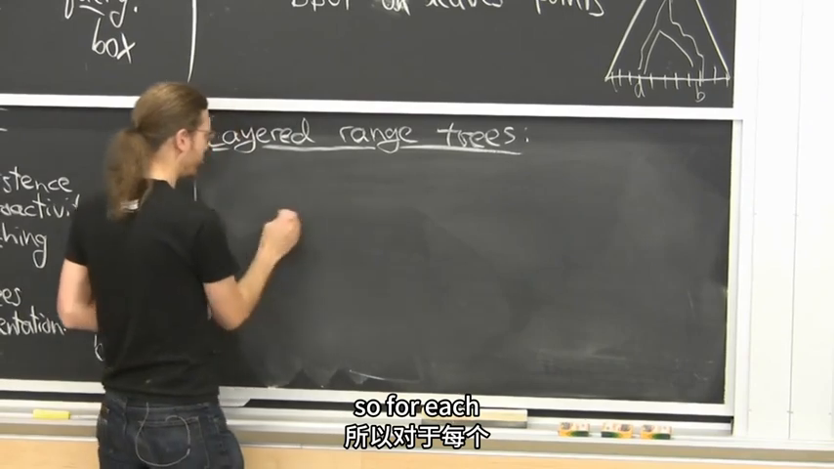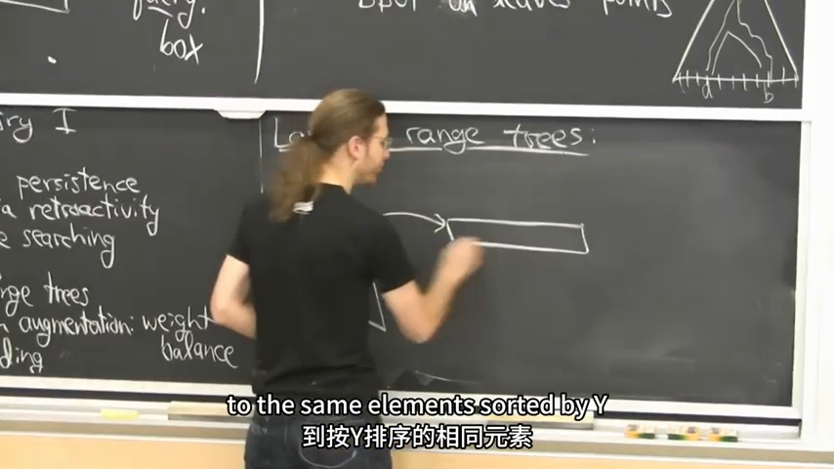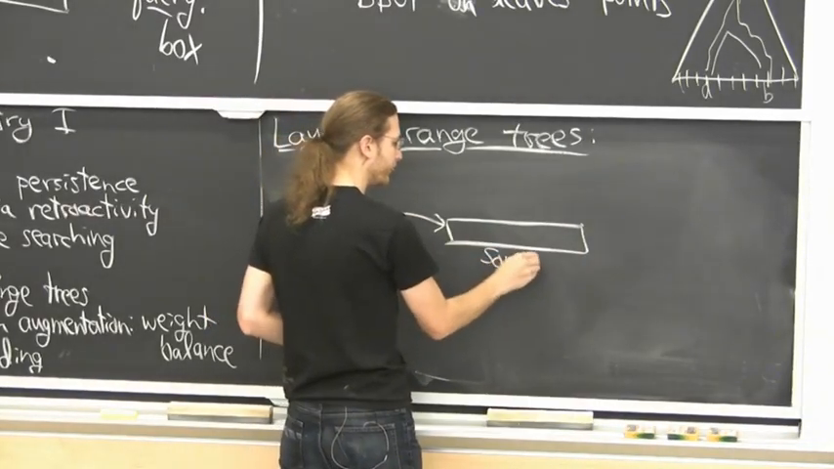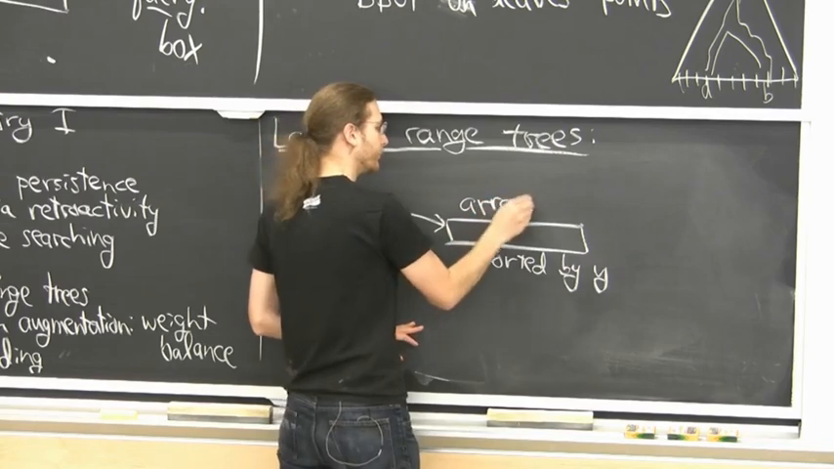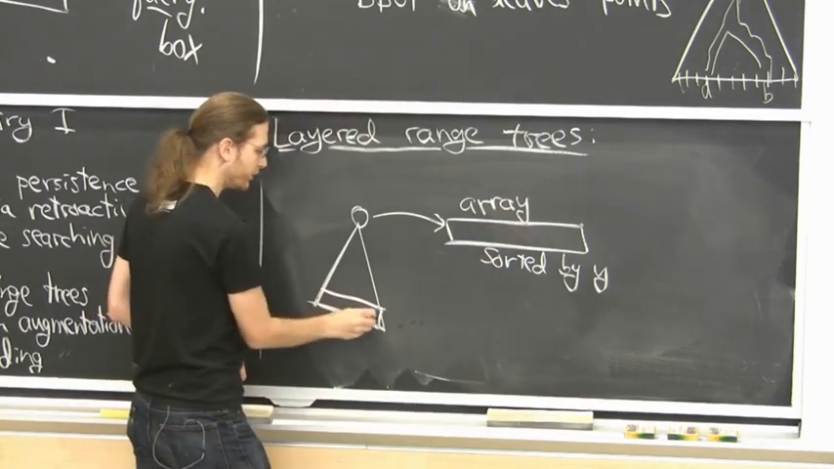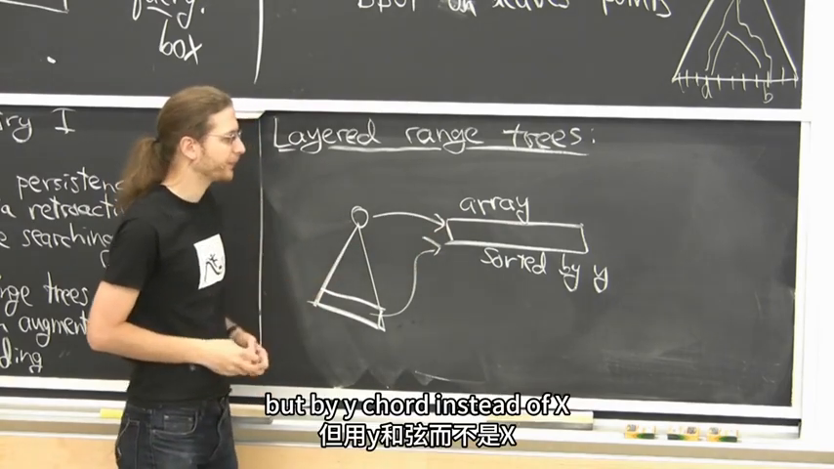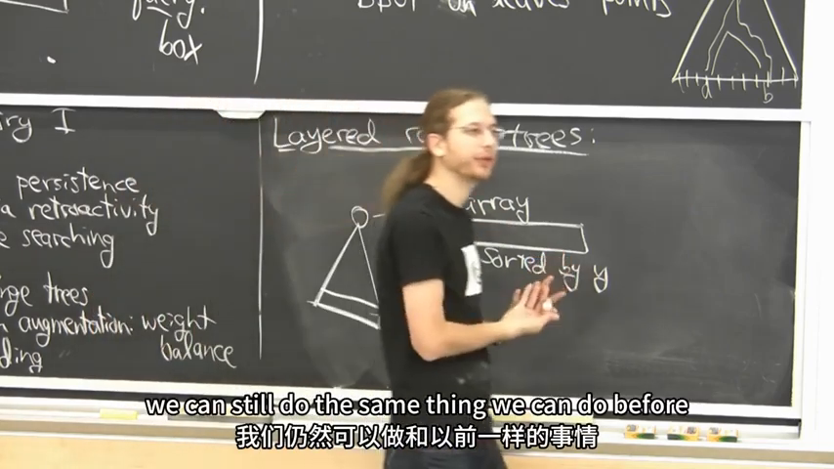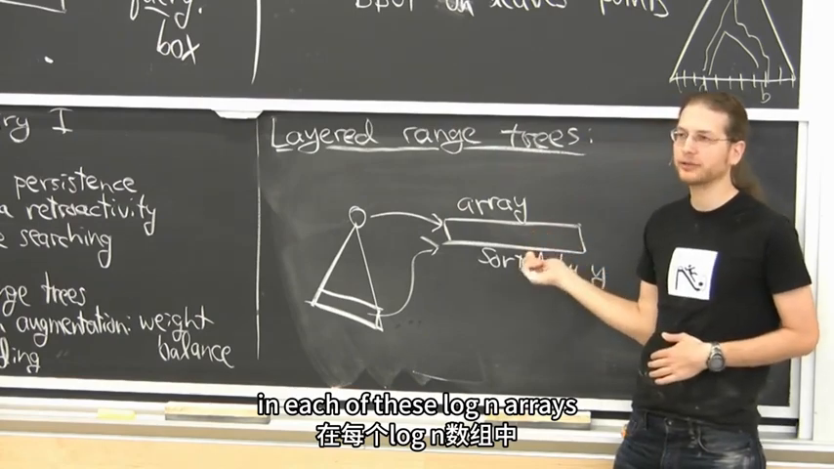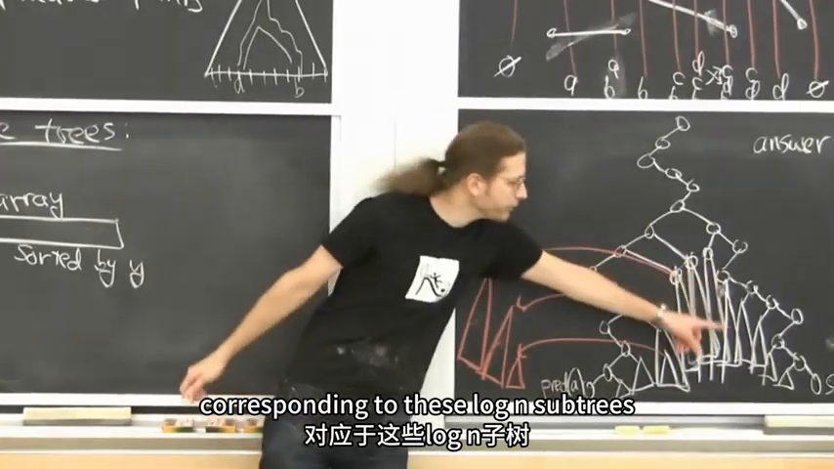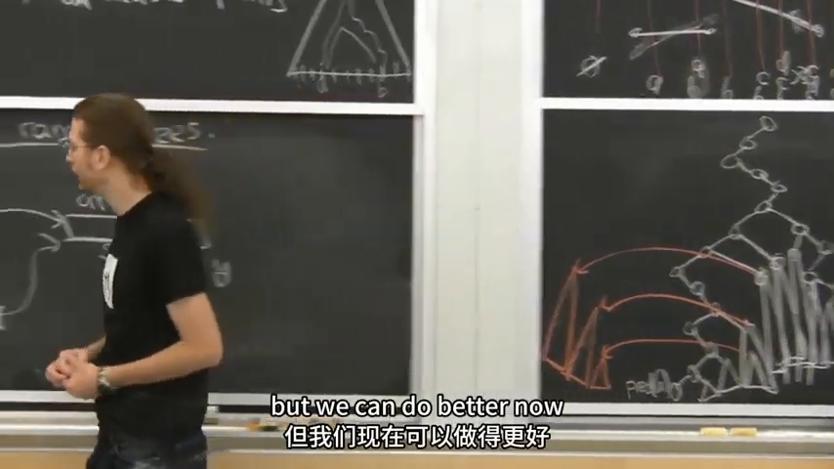So for each x subtree, we're going to have a pointer to the same elements sorted by y. So all the leaves that are down here are basically also up there, but by y coordinate instead of x. Obviously we can still do the same thing we could do before: spend log n time to search in each of these log n arrays corresponding to these log n subtrees, and in log squared n we'll have our answers. But we can do better now.